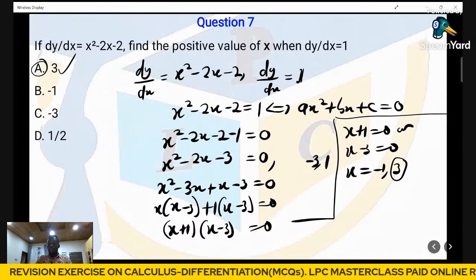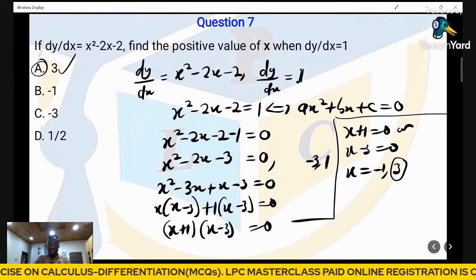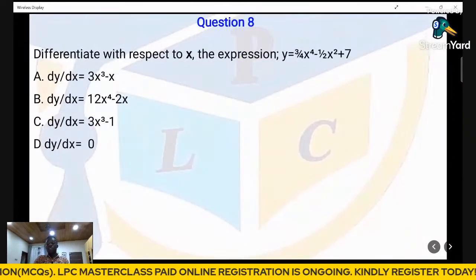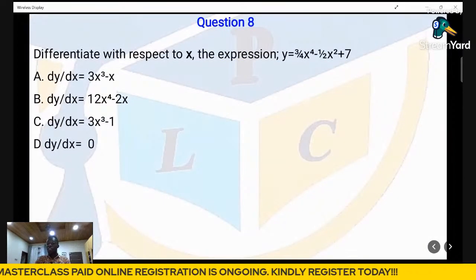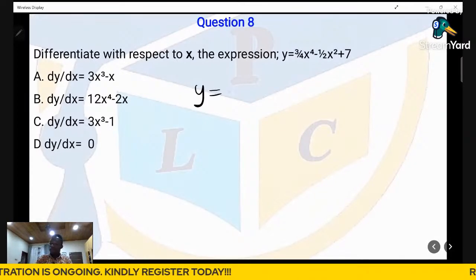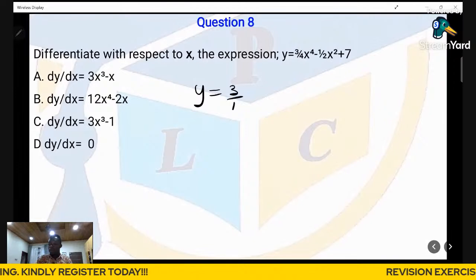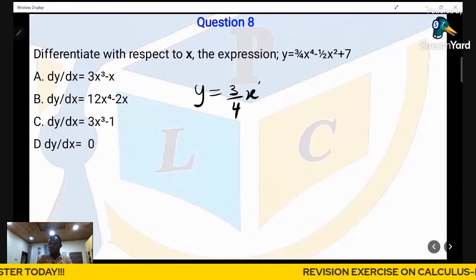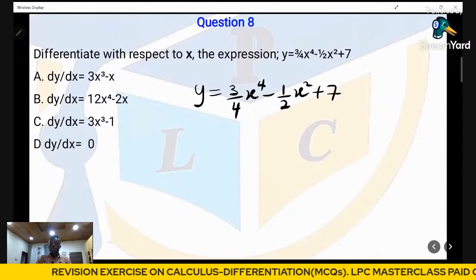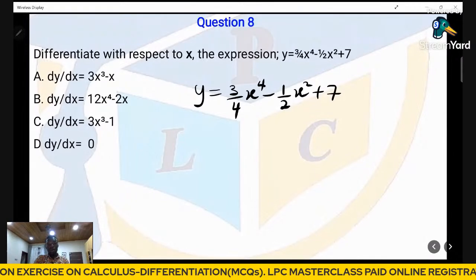So that is question number 7. Now let's move on to question number 8. You're asked to differentiate with respect to x the expression y, let me write it for you, y is equal to 3 over 4 x to the power of 4 minus 1 over 2 x squared plus 7. This is what we are asked to differentiate.